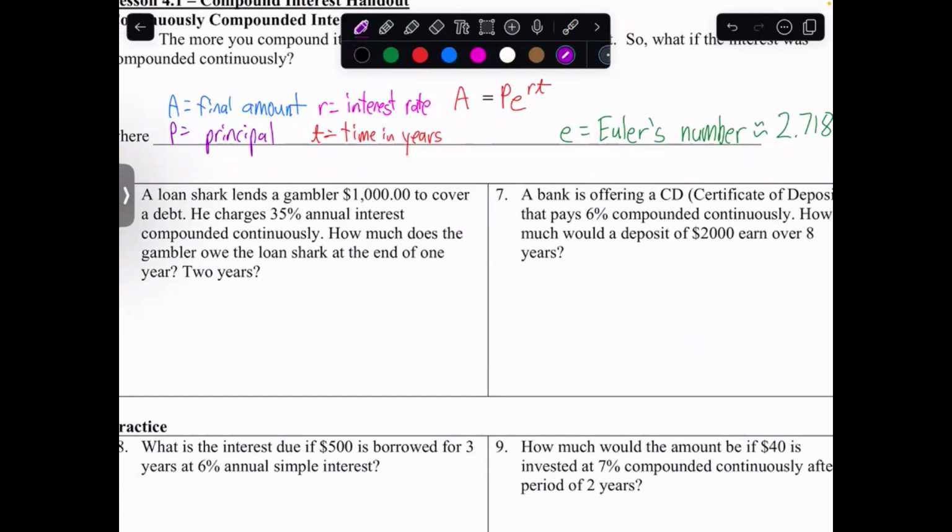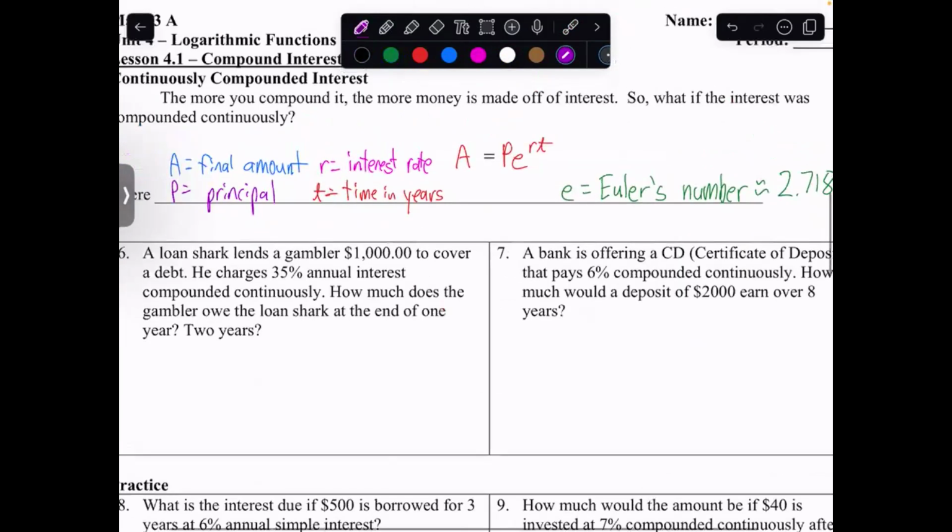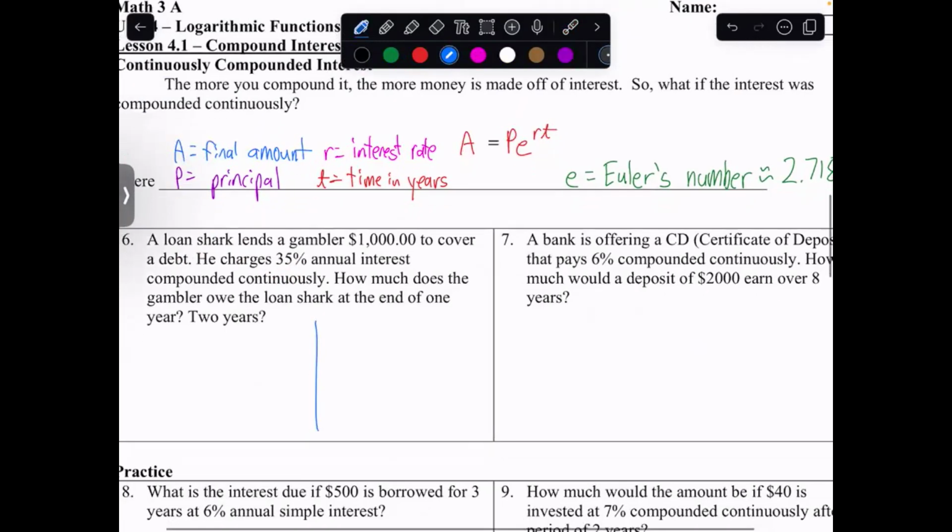Okay, so let's do an example of this last type of interest calculation, continuously compounded. A loan shark, that's basically someone who takes advantage of people in financial need by giving them loans at crazy interest rates. The numbers on the front page were saying like 6% interest, 9% interest, but this one is 35% interest, compounded continuously. There are two separate questions here: how much do they owe after 1 year, and how much after 2 years?